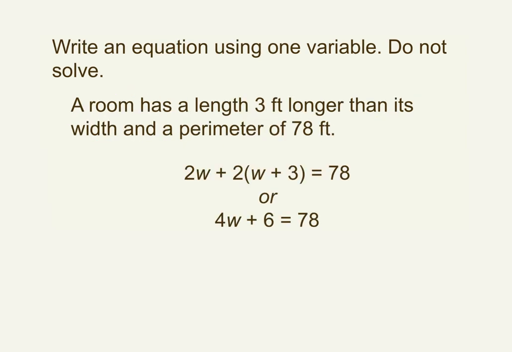Sometimes you will see equations that involve geometric shapes. Like this one: a room has a length 3 feet longer than its width and a perimeter of 78 feet. A couple things should stand out: the word perimeter. We know perimeter is 2 times width plus 2 times length. You'll notice they have the 2 times width here, but instead of a length, they have width plus 3 because it's 3 feet longer. And then its perimeter is 78 feet. Once again, we have set up an equation that we can easily solve.